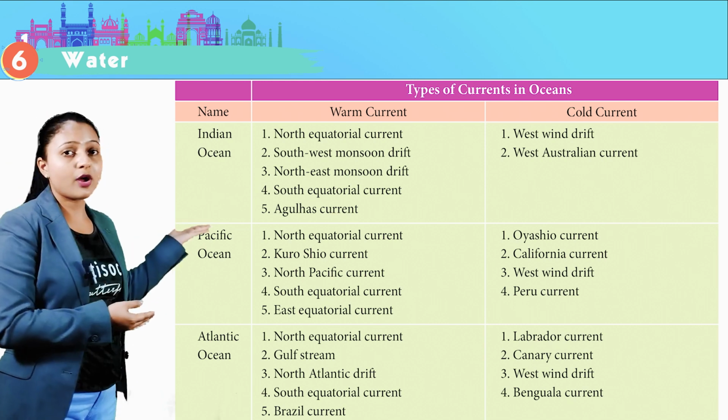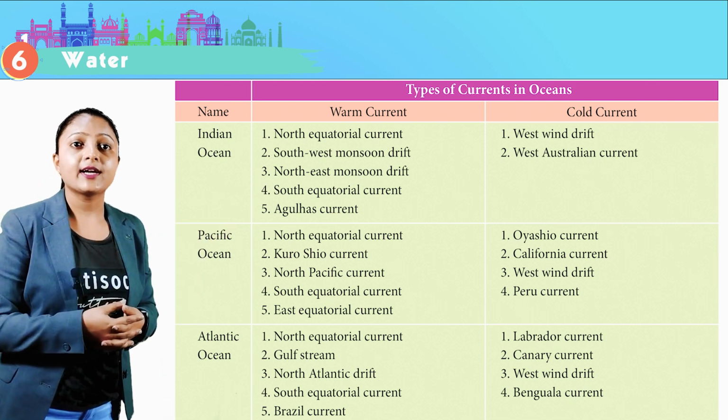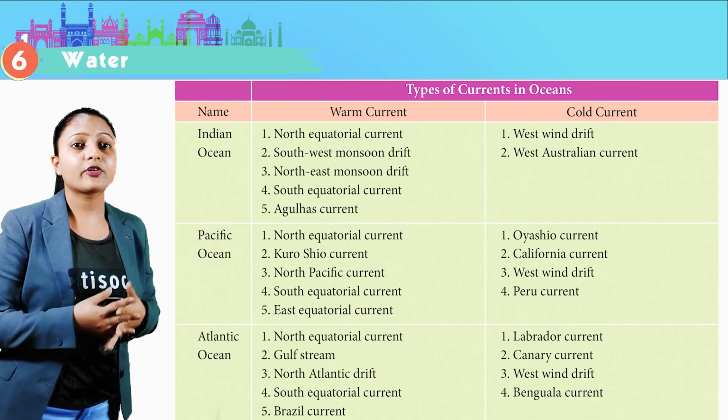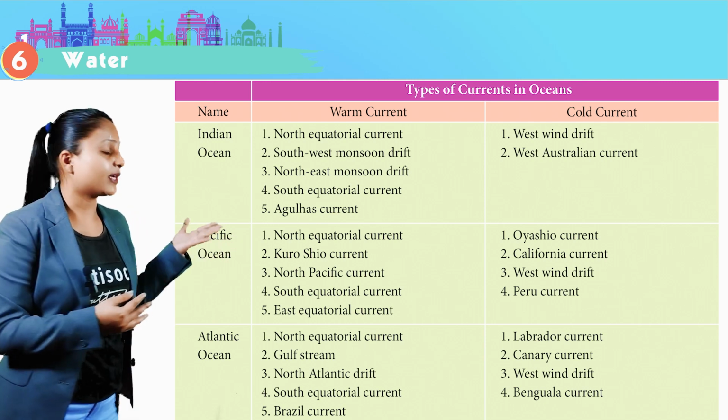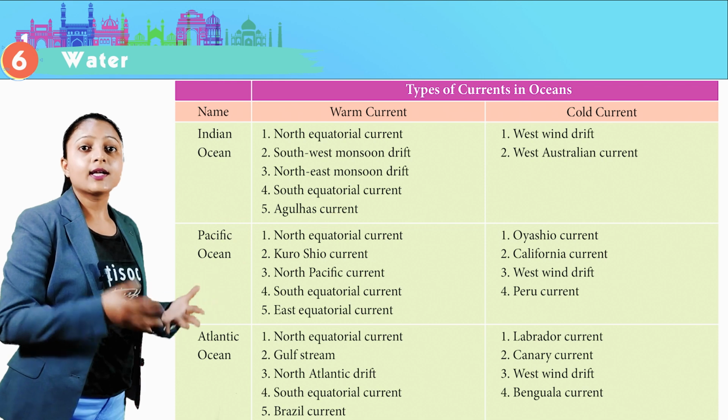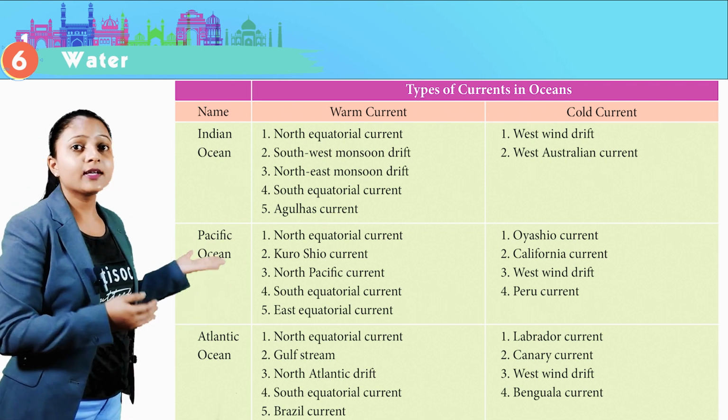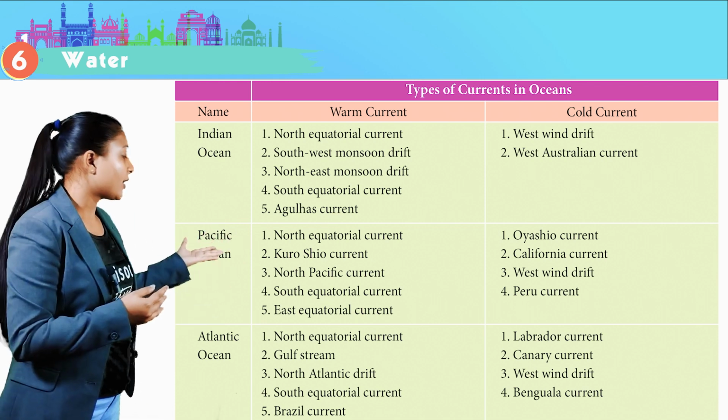Atlantic Ocean. Warm current: north equatorial current, Gulf Stream, North Atlantic drift, south equatorial current, Brazil current. Cold current: Labrador current, Canary current, west wind drift, Benguela current.